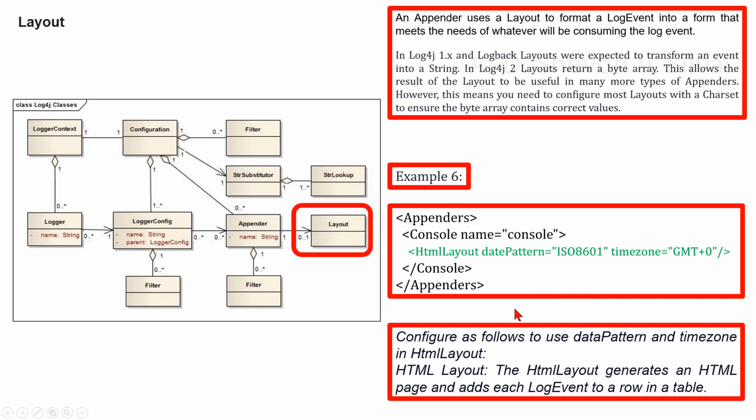HTML layout generates an HTML page and adds each log event to a row in a table. So here datePattern, parameter name, of type string, is the date format for the logging event. The default is JVM_ELAPSE_TIME, which outputs the milliseconds since the JVM was started. This is here, this is ISO 8601. And timezone, this is a string, the time zone ID of the logging event.